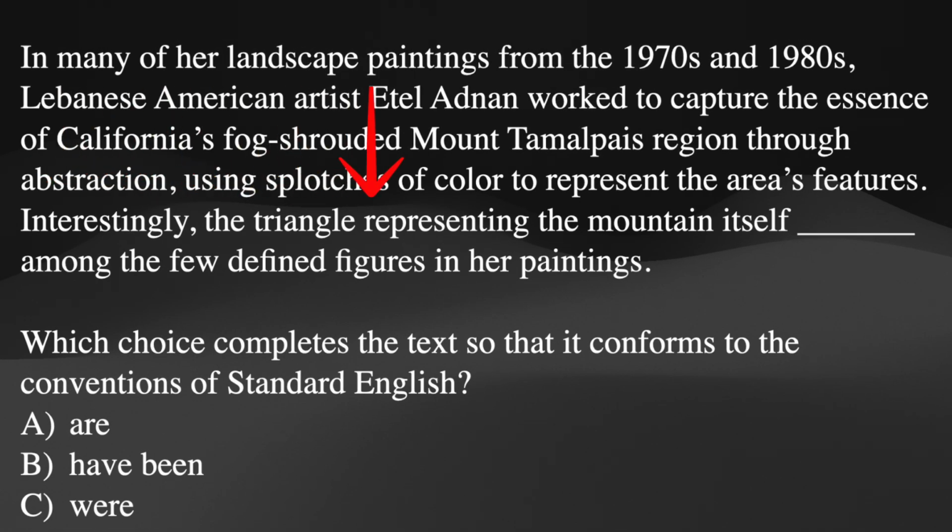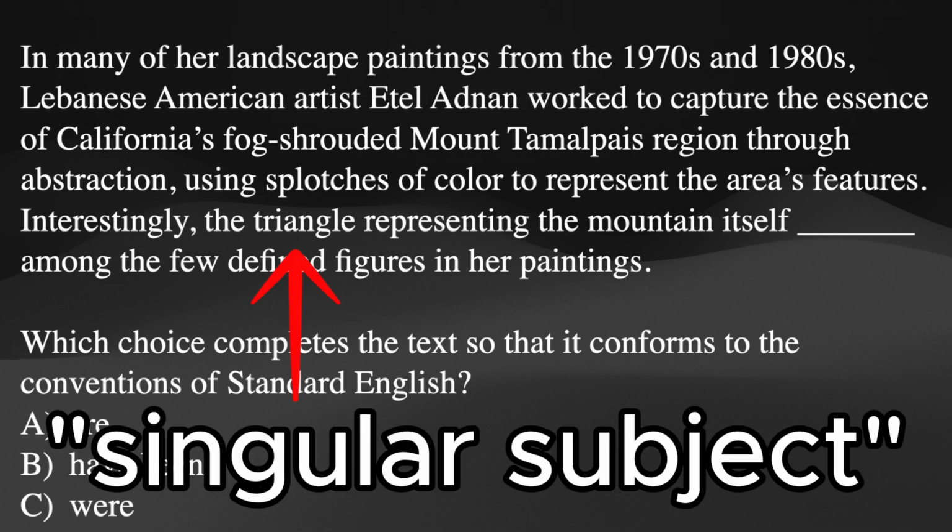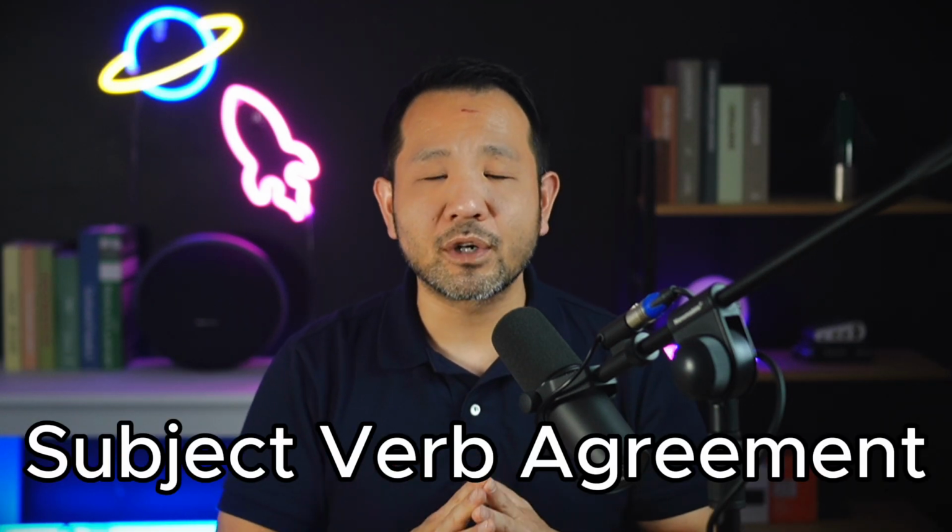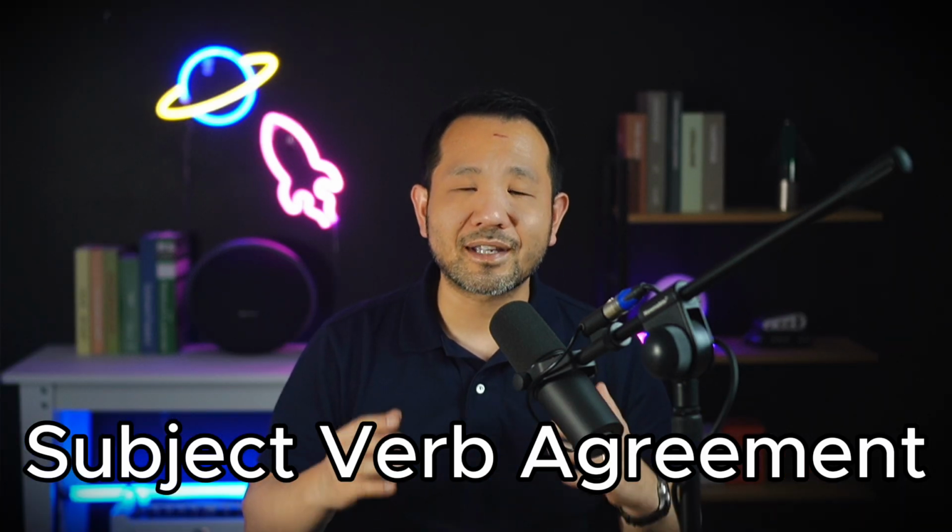Interestingly, the triangle representing the mountain itself is among the few defined figures in her paintings. Great, that makes sense because the triangle is among the few defined figures, as triangle is a figure and not the mountain. And as I mentioned at the beginning of this video, I will be creating content to teach you exactly what College Board is doing here. But this is absolutely a subject-verb agreement question that we can solve through our technical prowess.